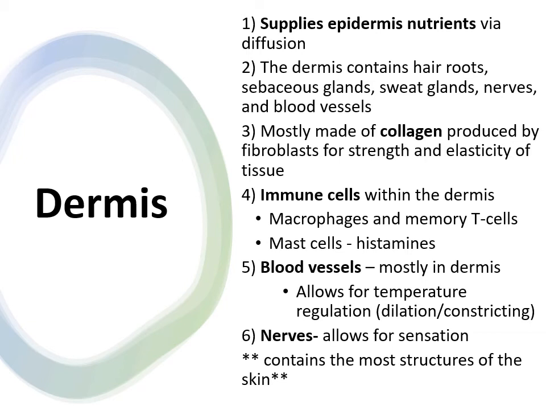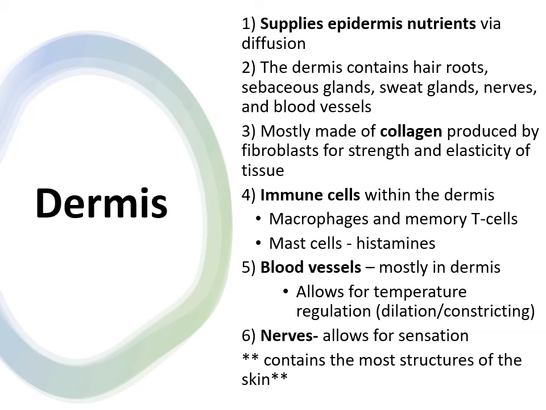And most of the structures of the skin are in the dermis. So your hair roots, sebaceous glands that attach to the hair follicles, sweat glands, nerves, and blood vessels. And again, it's mainly made up of collagen produced by the fibroblasts and also elastic tissue.